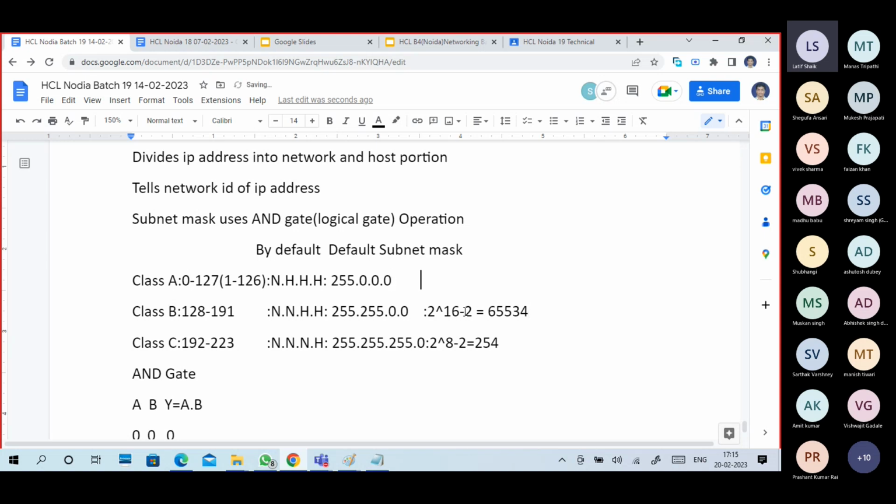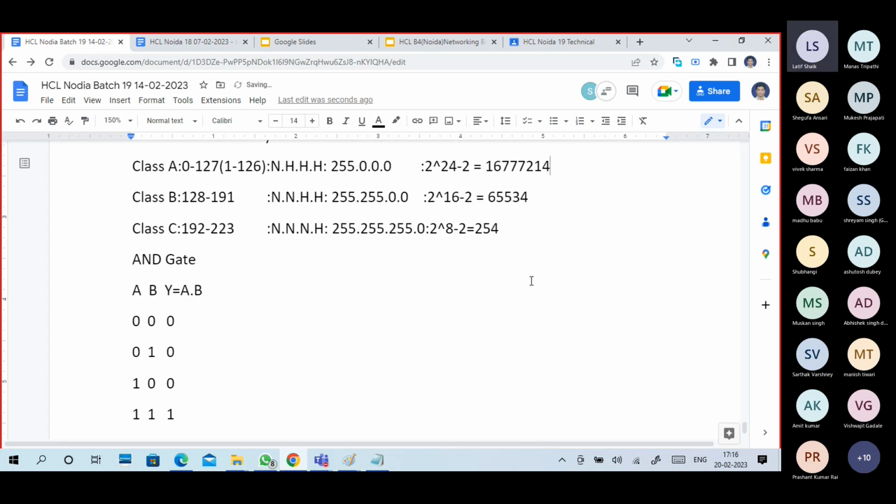65,536 minus 2, 65,534. Please verify it. So how to verify? 2 to the power of 16, minus 2, you will get it. This is 2 to the power of 24. Why? Because 3 host portions are there. The first one is network, the remaining are host portions. So 3 host portions, 8 bits each, 2 to the power of 24, minus 2 is 16777214. Okay, that is the calculation.